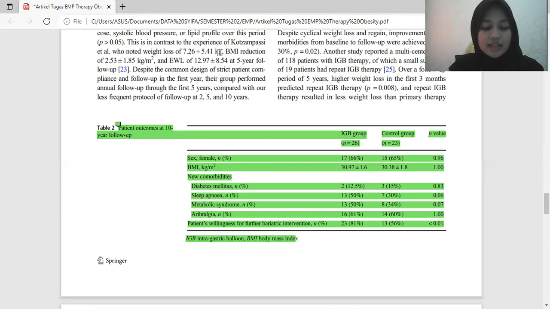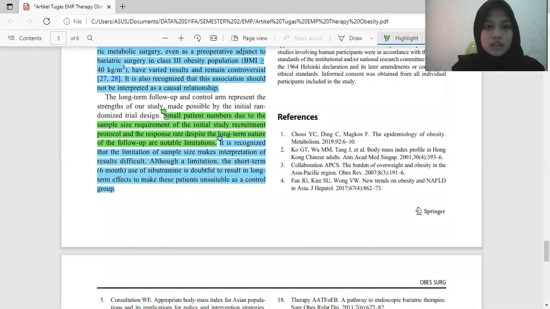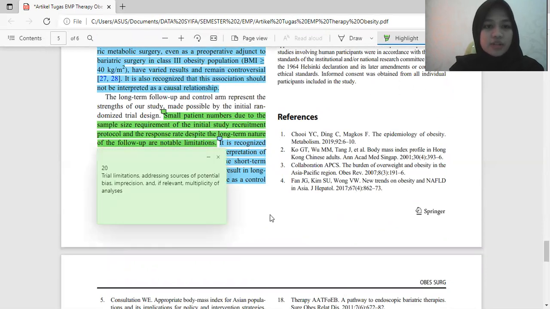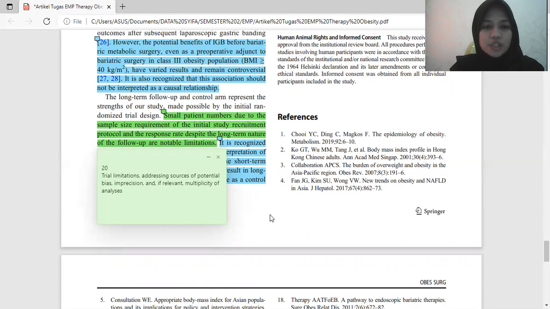Number 19 is all important harms or unintended effects in each group. Number 19 is not available. Next is number 20. Number 20 is trial limitations, addressing sources of potential bias, imprecision, and if relevant, multiplicity of analyses. This sentence: small patient number due to the sample size requirement of the initial study protocol and the response rate despite the long-term nature of the follow-up are notable limitations. So number 20 is available.